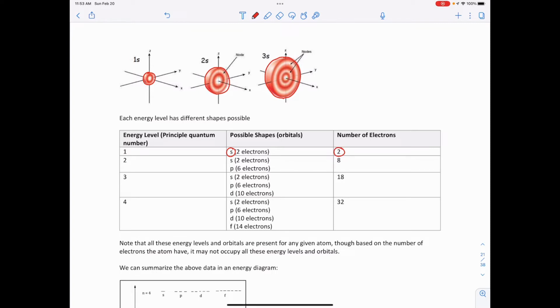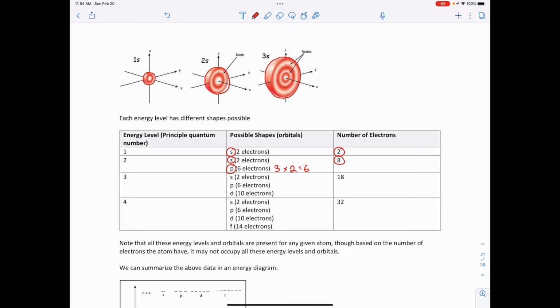At the second energy level, I can have an s orbital along with a p orbital. So s orbitals, there's one of them, I get 2 electrons. P orbitals, remember how there are 3 different variants? If there are 3 different orientation variants of the p orbital, times 2 electrons each, that is 6. So I get a total of 8 possible electrons that can be in energy level 2.